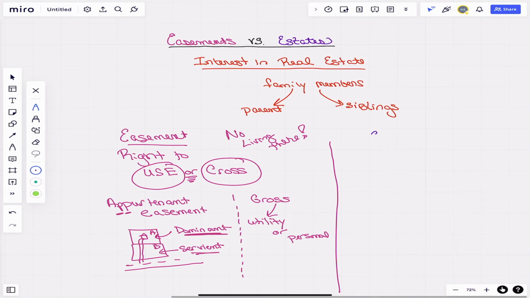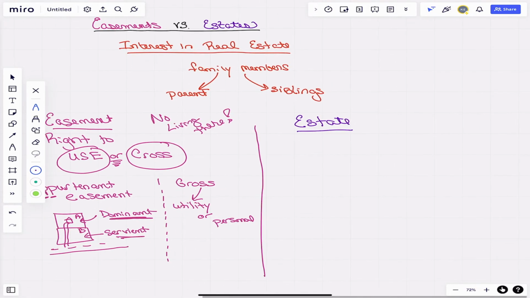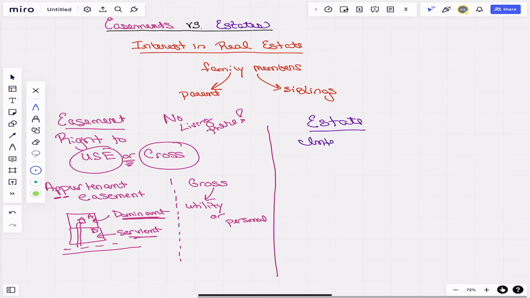So let's write that out. Estate. And the fancy way of saying that is an interest in real property.